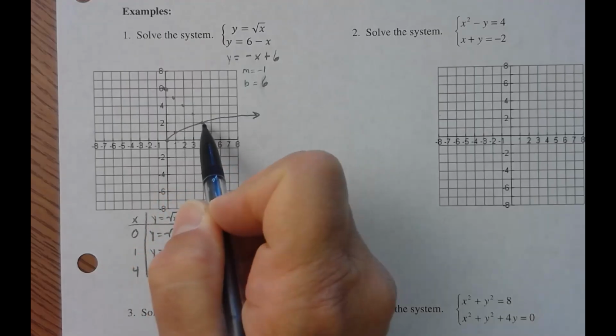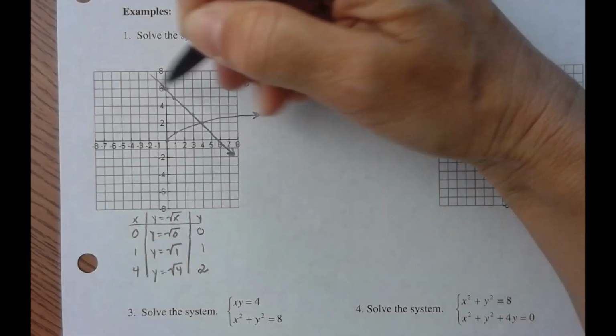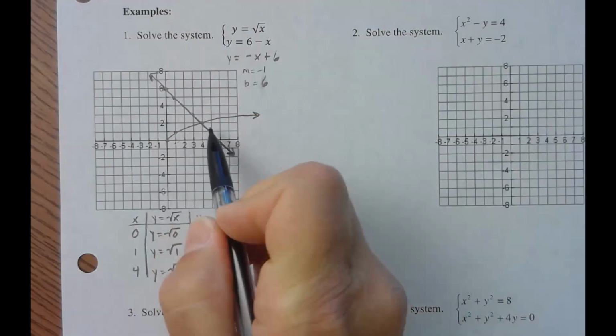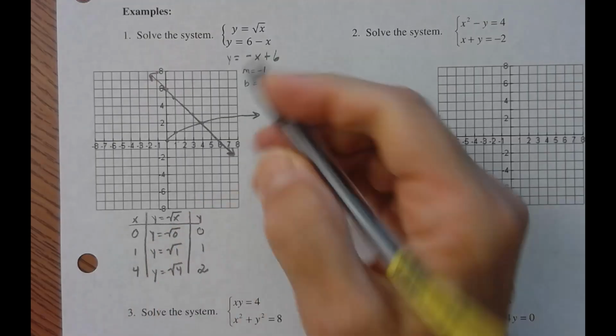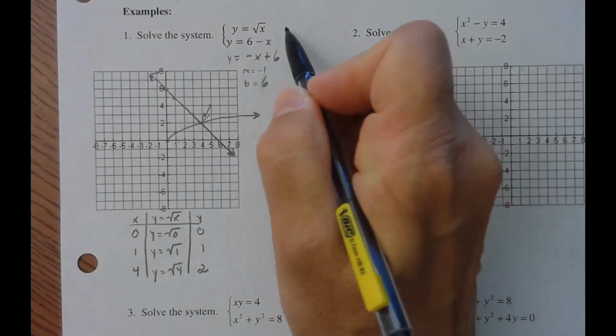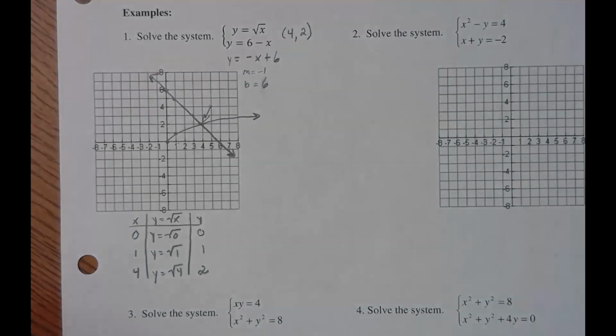I'm going to plot several points because look at that, I get to where they intersect. So from my graph, I can see that the solution to the system of equations is (4, 2). That point makes both equations true.